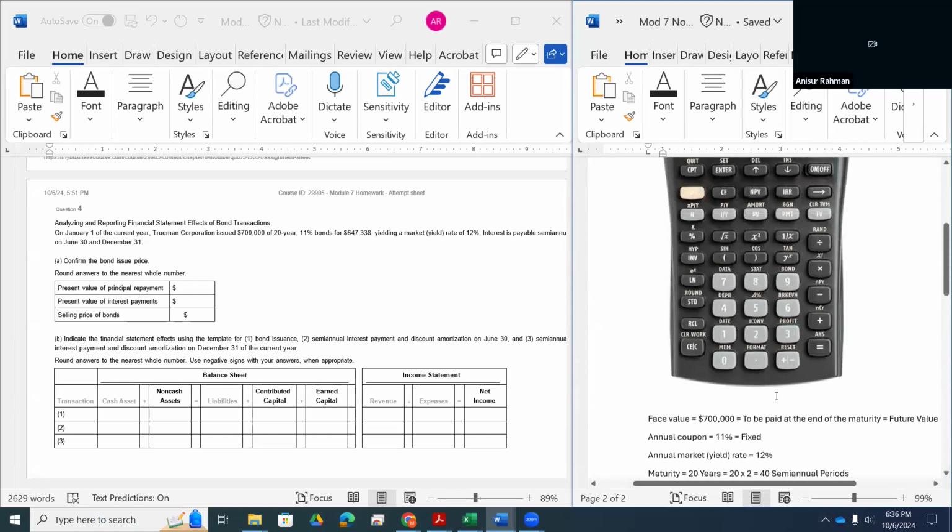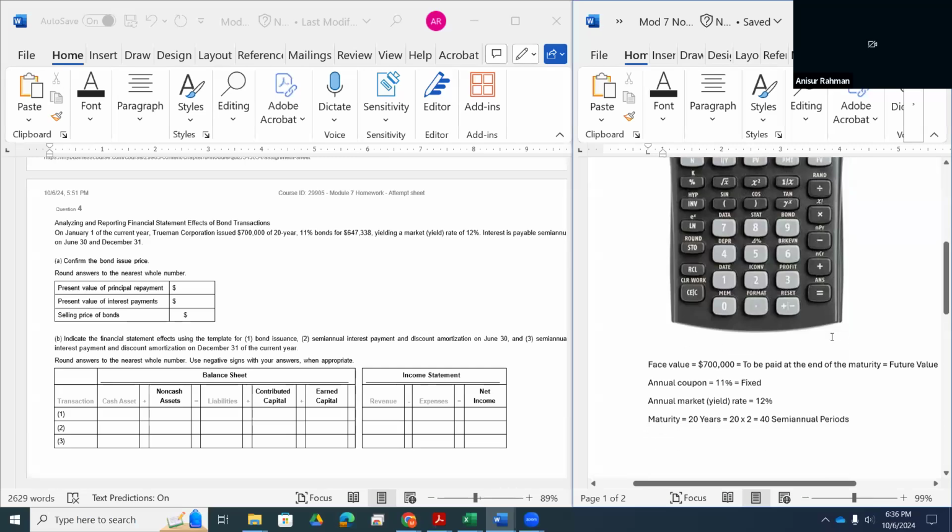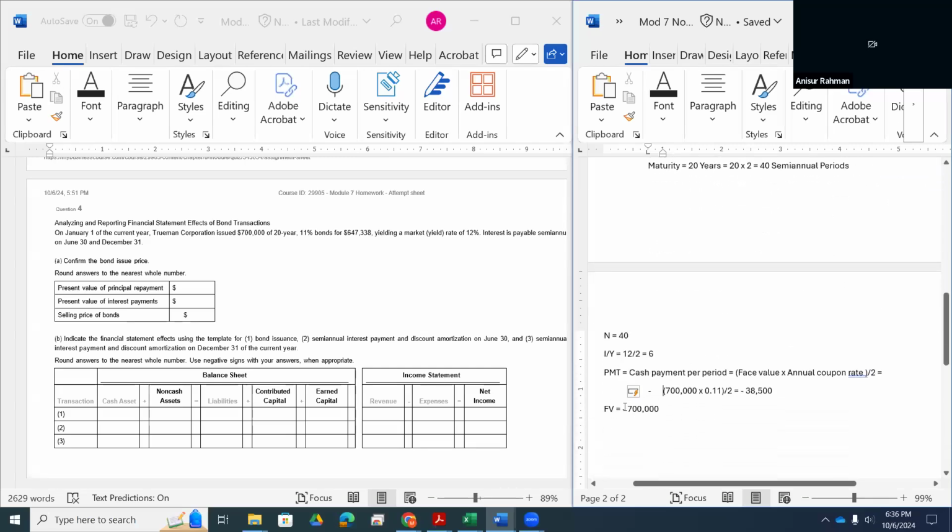And then our future value is 700,000. Now, note one more thing here. We are calculating the present value of the principal repayment. So in this case, we are focusing only on the present value of this amount, assuming there are no payments. So for the first problem, we'll use payment equal to 0. But we will use this amount when we calculate the present value of interest payments.